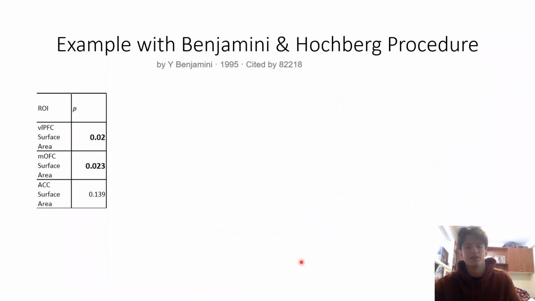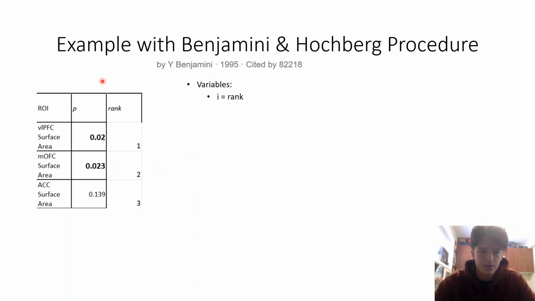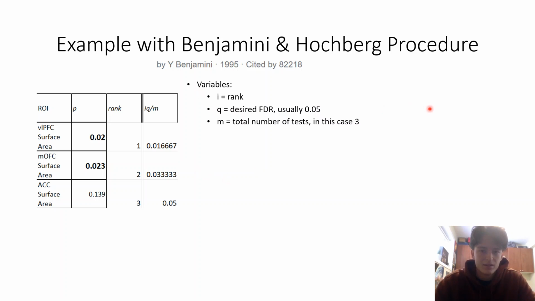Okay, so how are you going to do this Benjamini and Hochberg procedure to correct for the false discovery rate? This is just an example of some raw data that I had in my study. The first thing that you want to do is rank the p-values in ascending order. So you can see 0.02 is less than 0.023, and so on. And now that you have the rank, you go on to the next step.